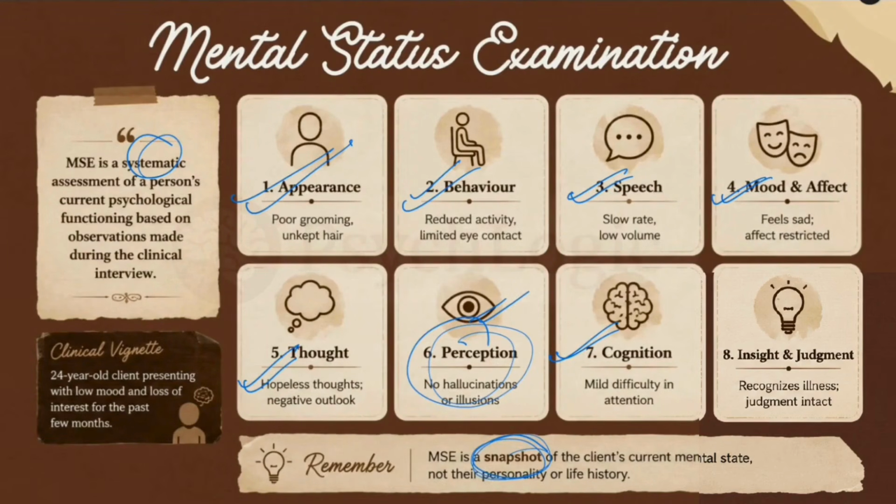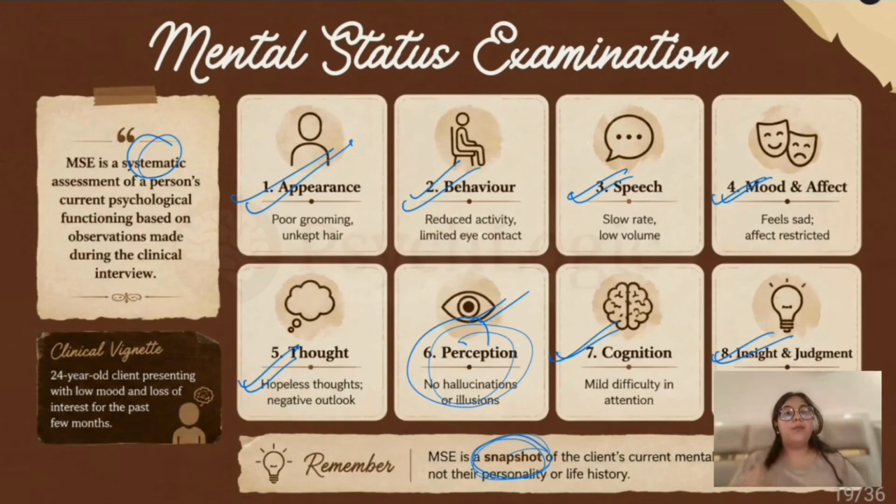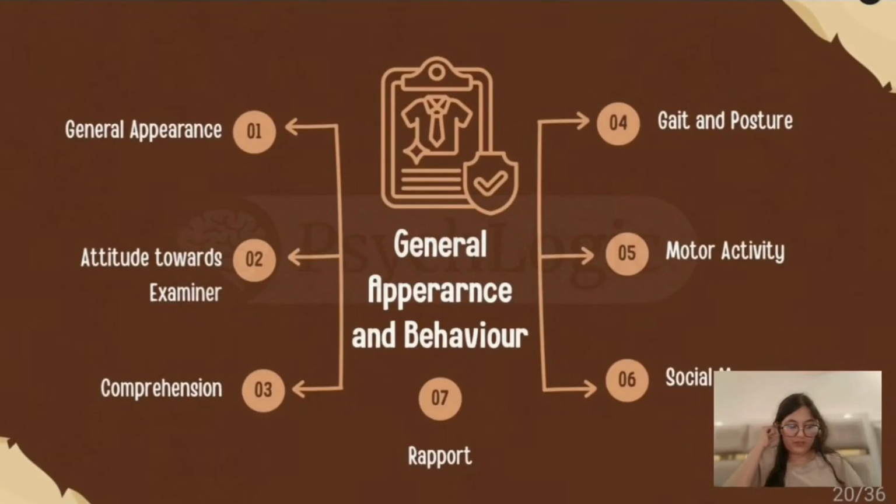But before that, perception. Perception is, are there any hallucinations? Perception is what the person is perceiving, something that is not there, and the person has perceived that. Insight and judgment: insight is, does the person have the understanding of why they are here, in the sense that, suppose a client has schizophrenia, do they even understand that they have some kind of disorder, or do they have no understanding of it at all? Okay. Judgment is, are they able to make proper judgments, proper decisions, or not? Okay. Now let's come back to appearance and behavior.